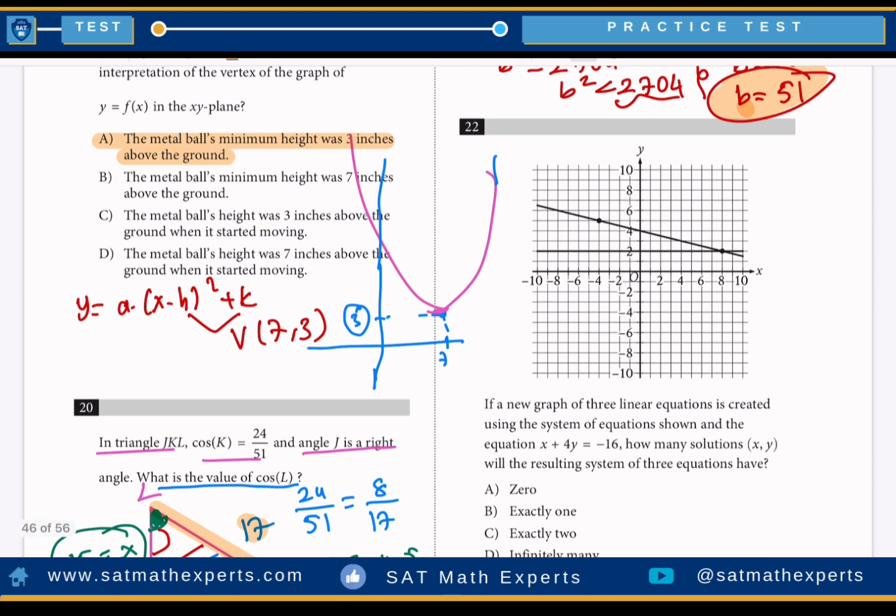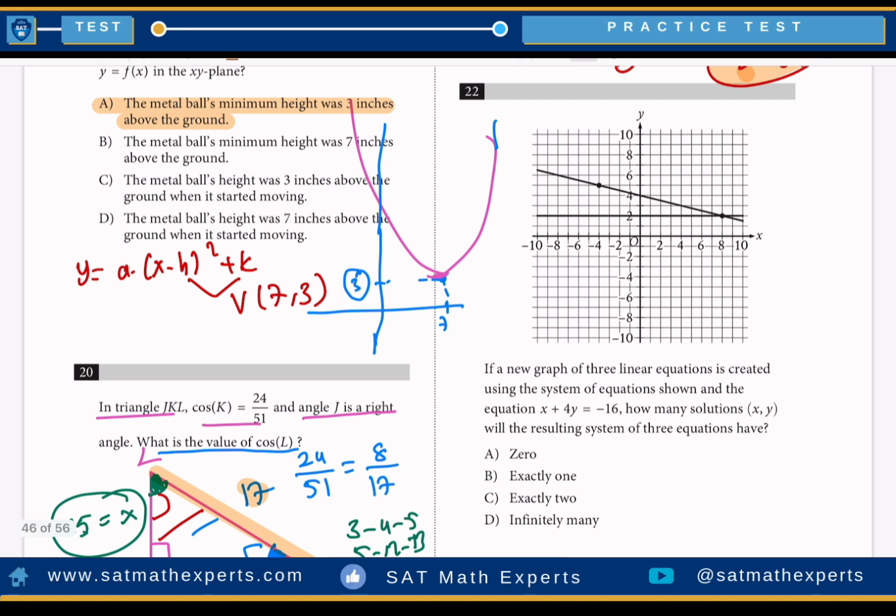Let's continue with number 22. Here are given two lines. So the first line is x plus 4y equals negative 16. The second line is y equals 2. Maybe you cannot see it clearly. This is y equals 2. So this is the other line. Two lines can intersect at one point. Here the intersection point is given, like 8 and 2. So is this really a part of the solution or not? This is just a draft plot.